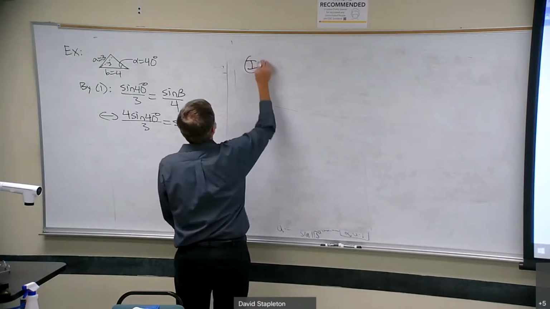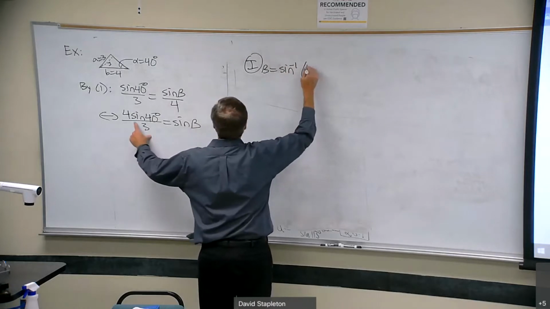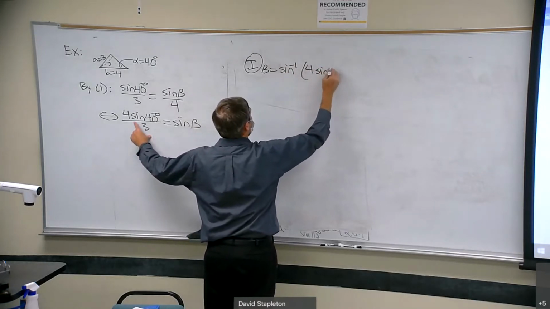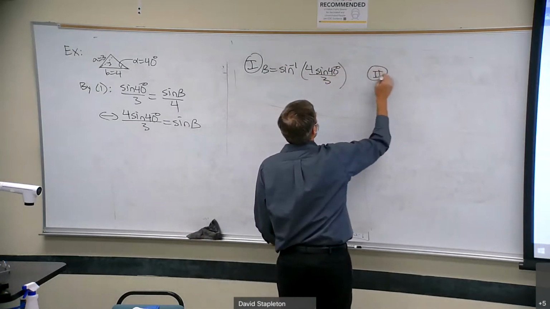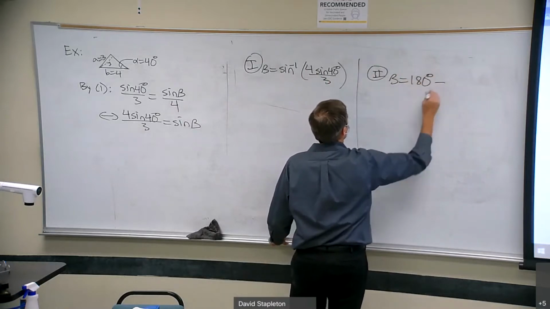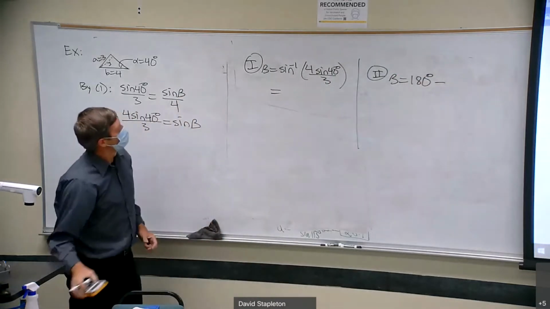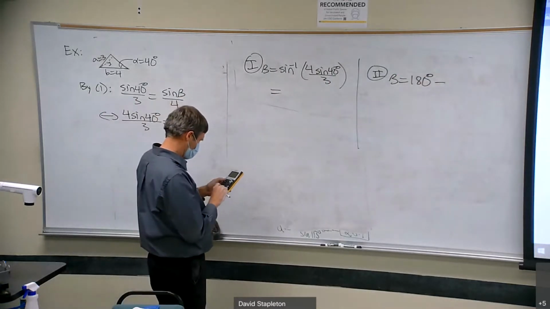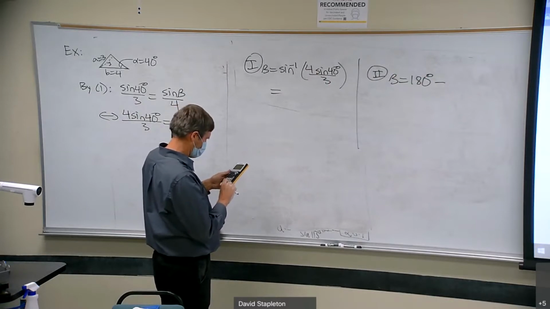Case 1 is that beta is the arc sine of this quantity, 4 sine 40 degrees over 3. But there's a second case possible. Beta is 180 minus that. I'm not even gonna write it down. It's gonna be 180 minus whatever this is. This is inverse sine, 4 times sine 40, closed, divided by 3, closed.